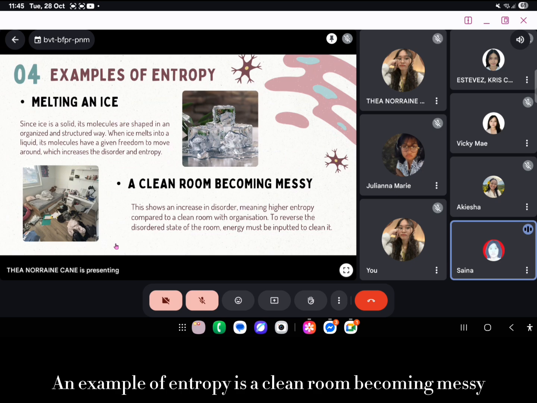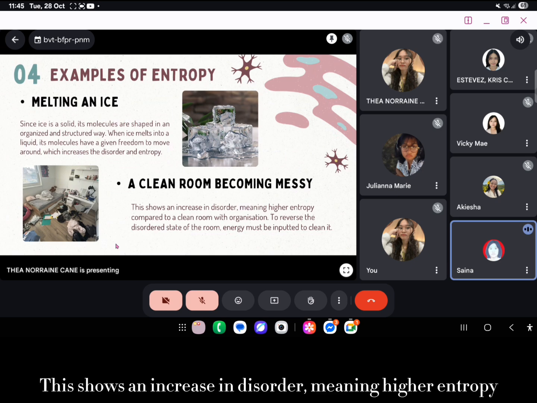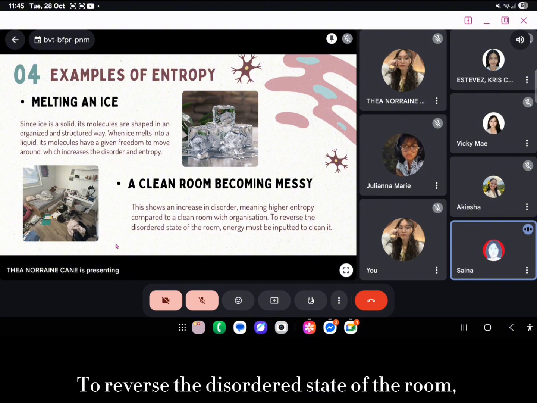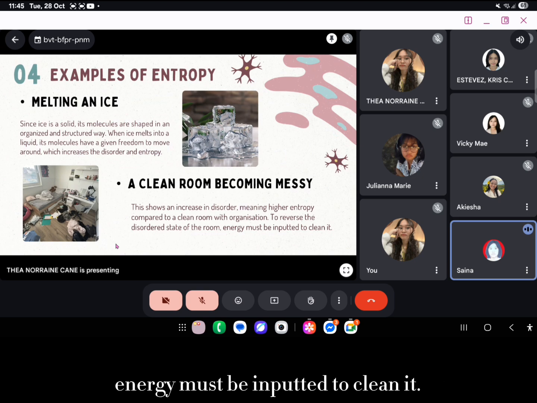An example of entropy is a clean room becoming messy. This shows an increase in disorder, meaning higher entropy compared to a clean room with organization. To reverse the disordered state of the room, energy must be inputted to clean it.